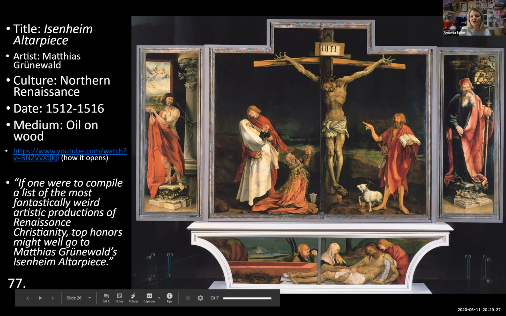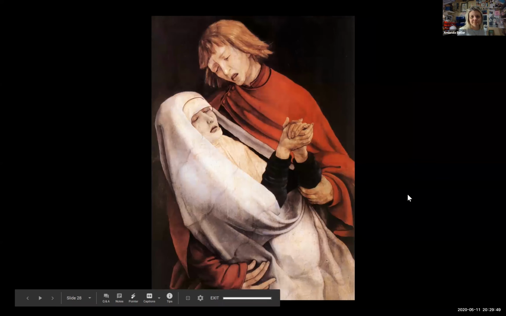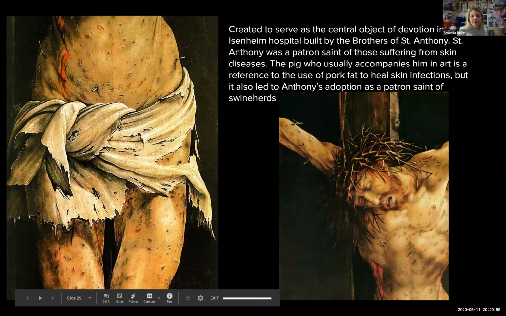Grunewald's work is usually kind of psychedelic looking. He has this dark nighttime crucifixion, which we know is not biblically accurate, but here we are. Vibrant red. Very macabre. Remember that word macabre? It's dark, disturbing. Mary's fainting into John's arms. Jesus is already showing some rigor mortis. He's showing some of the wounds on the skin that would have been typical of St. Anthony's fire, or ergotism.